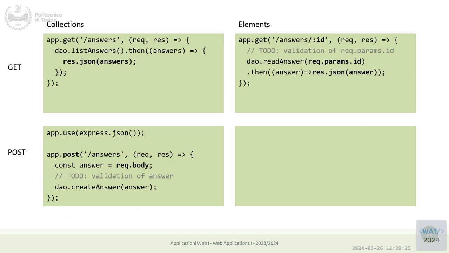So for example, get a collection, get questions. We define a route with a get and the collection name. And then imagine we have an object, I call it DAO, data access object, an object that is doing the actual queries on the database. So inside this DAO object, we have all the queries. We have a method listAnswers, for example, that returns a promise with the list of answers, which is the method that we implemented last week. And when this promise is fulfilled, we take the answers, that will be an array of objects, and we return it to the caller.